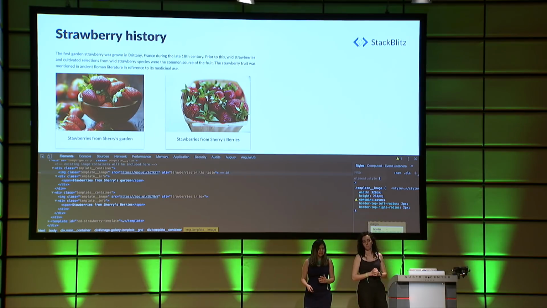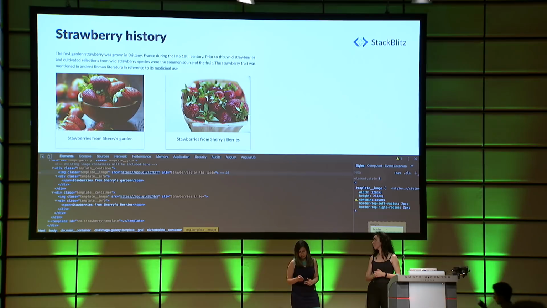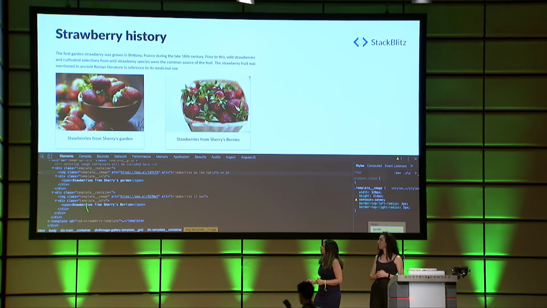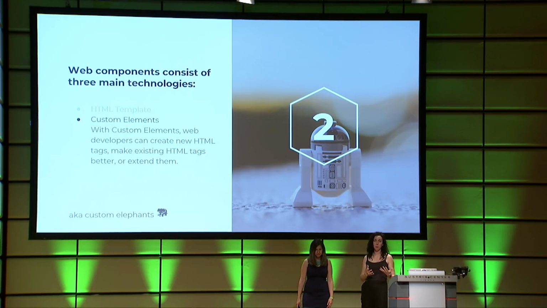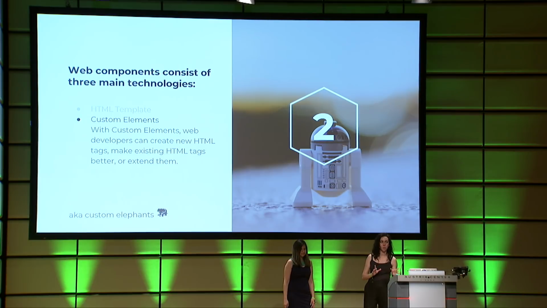You can see that we achieved what we wanted to achieve, but the thing is that I'm not so happy about this div soup here. And how can we fix it? With custom elements. Custom elements, or as you may hear me say during this talk, custom elephants, are a way of creating an HTML tag, or extending an existing one, or improving an existing one.